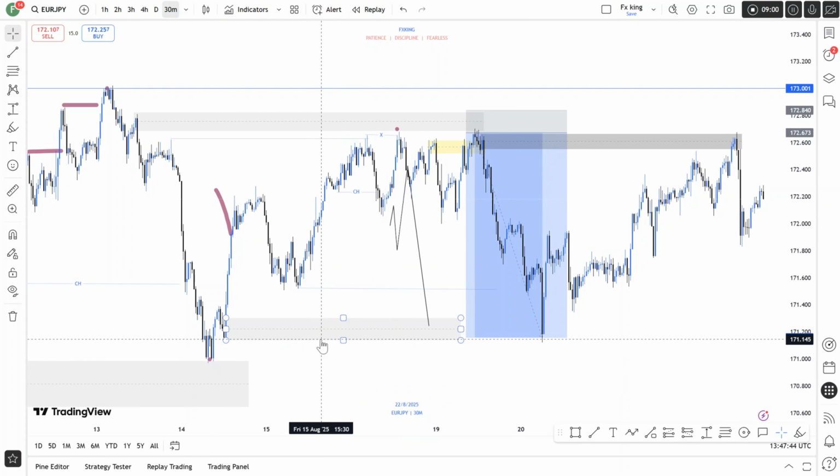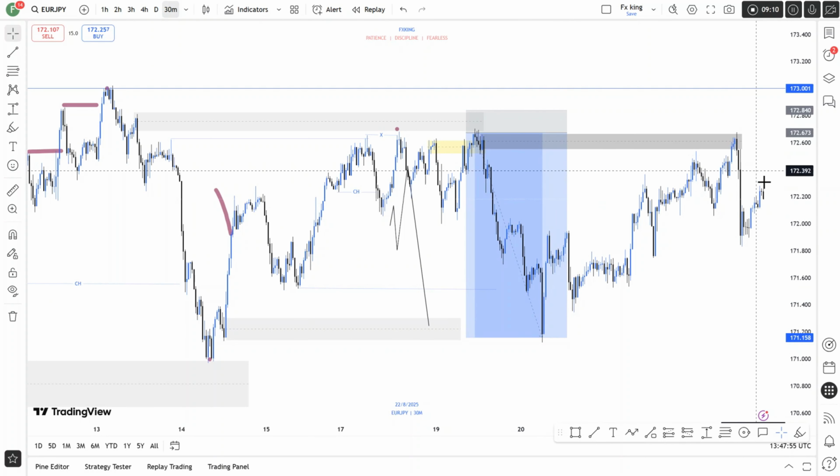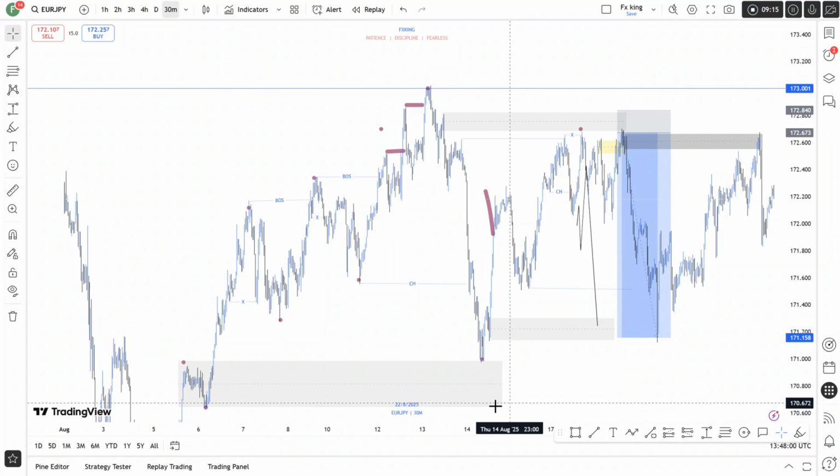We were targeting this demand zone down here. This was our extreme demand zone, and that's where we're sure that price will get down to. So initially, you can see that price then sold, got down here, and it did a huge reversal to the upside. So that is how we got this trade.